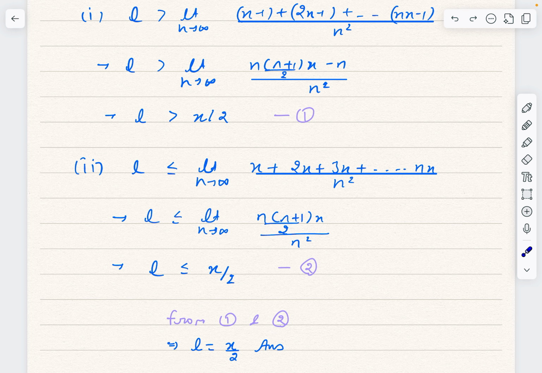So the Sandwich theorem will be applicable whenever the limits on the left side and right side come out to be equal. Then only we can conclude L has to be x by 2. If they don't come out to be equal, then you have to think of some other method.